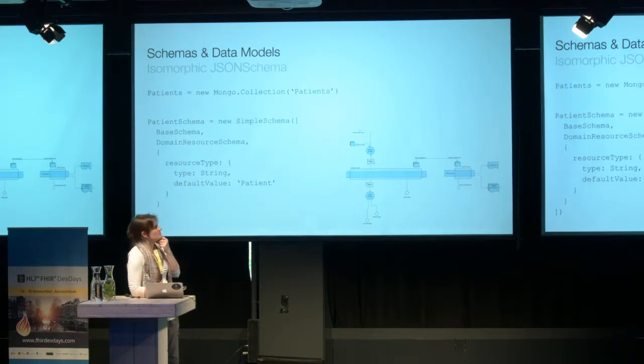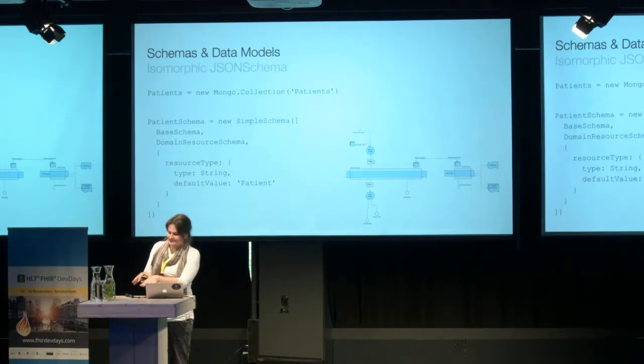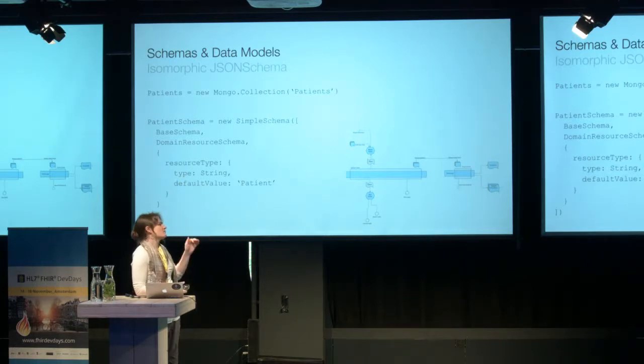So patients = new Mongo.Collection, that'll create your Mongo cursor on the server, client, and database. And then we have our SimpleSchema that allows us to do nested schemas and add them so that we can approximate the schema hierarchy that FHIR defines.